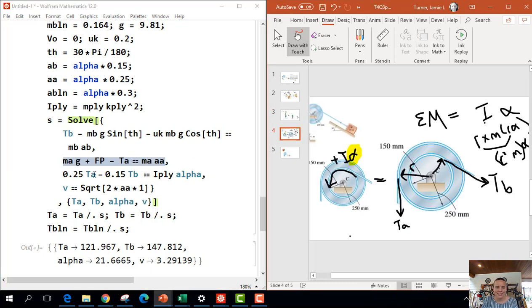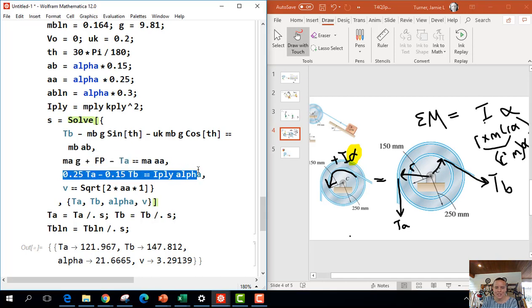Next one, here is rotational motion for C. So we have R cross F. The TA is at a radius of 0.25. TB is at a radius of 0.15. These guys are trying to go opposite direction. So A is going counterclockwise, which is positive. B is trying to turn clockwise, which is negative. And those are going to add together not to 0, but to what the pulley is doing. So the moment of inertia of the pulley and angular acceleration of the pulley.